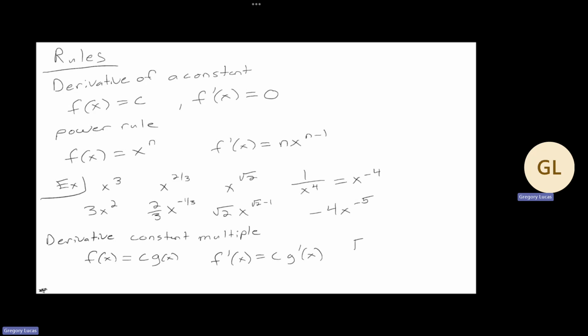So a little example of this one would be if I wanted to take the derivative of 3x squared. So what I can do is for f prime, I ignore the 3, and I just take the derivative of x squared. The derivative of x squared is 2x, and then I can multiply them together, so it'd be 6x. So the idea with the constant multiple is we ignore the constant, take the derivative, and then we can just multiply by the constant.